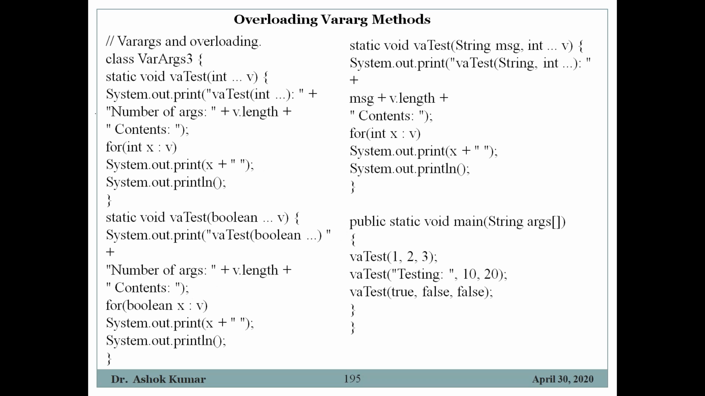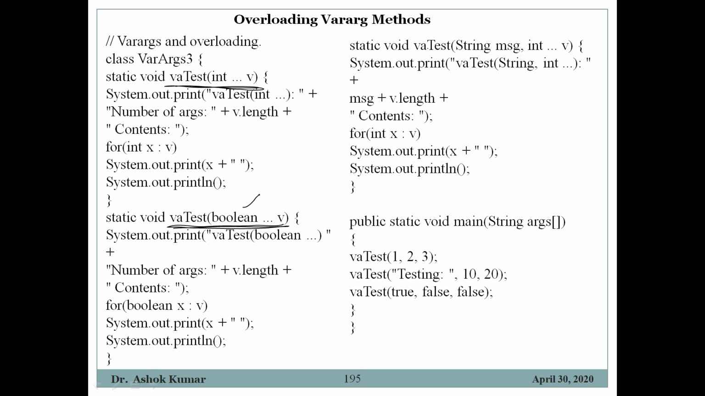This is the last example on the classes and objects topic, and in this case we are implementing overloading of variable argument methods. How many methods are there? Look at it. VA test, there is one method with only a variable argument. Then we have VA test with a Boolean type variable argument. Above we have an integer type variable argument. Here we have a Boolean type variable argument.